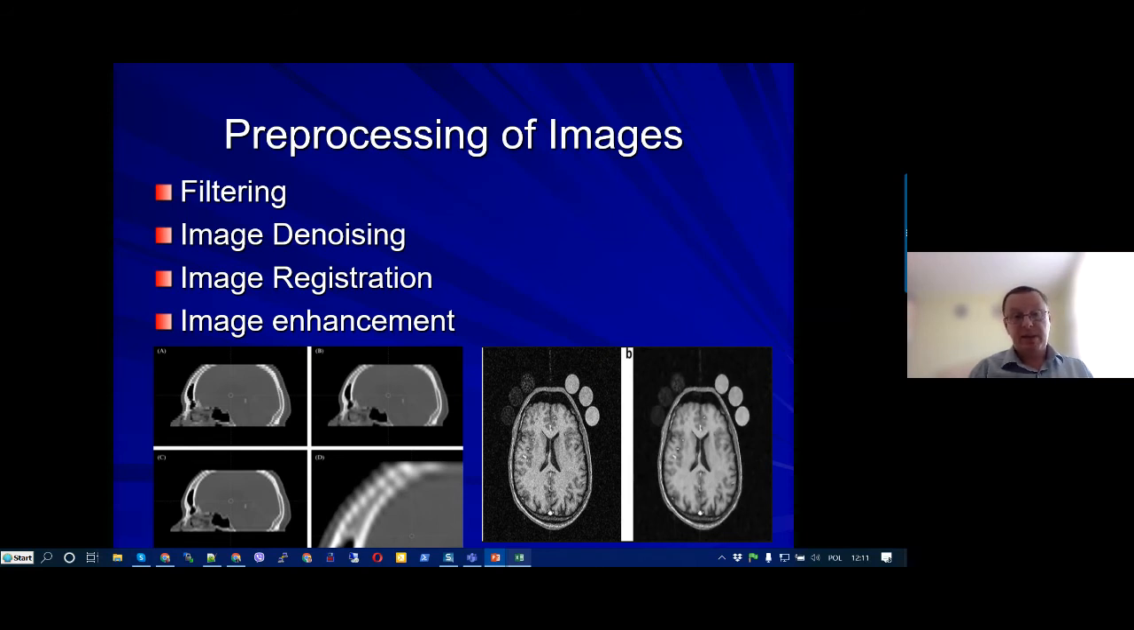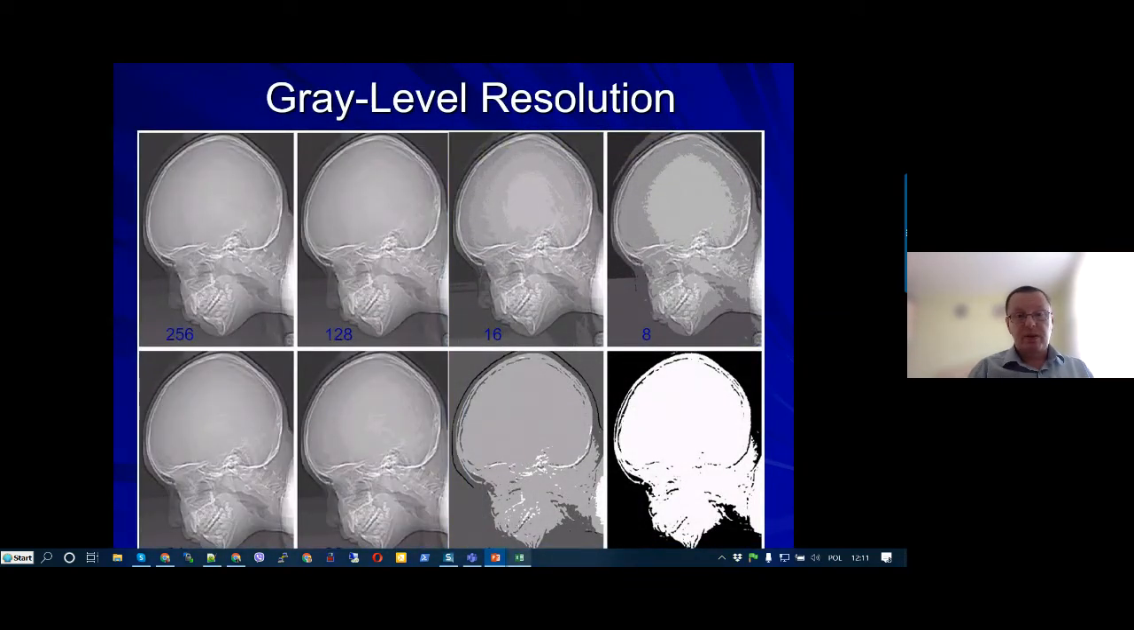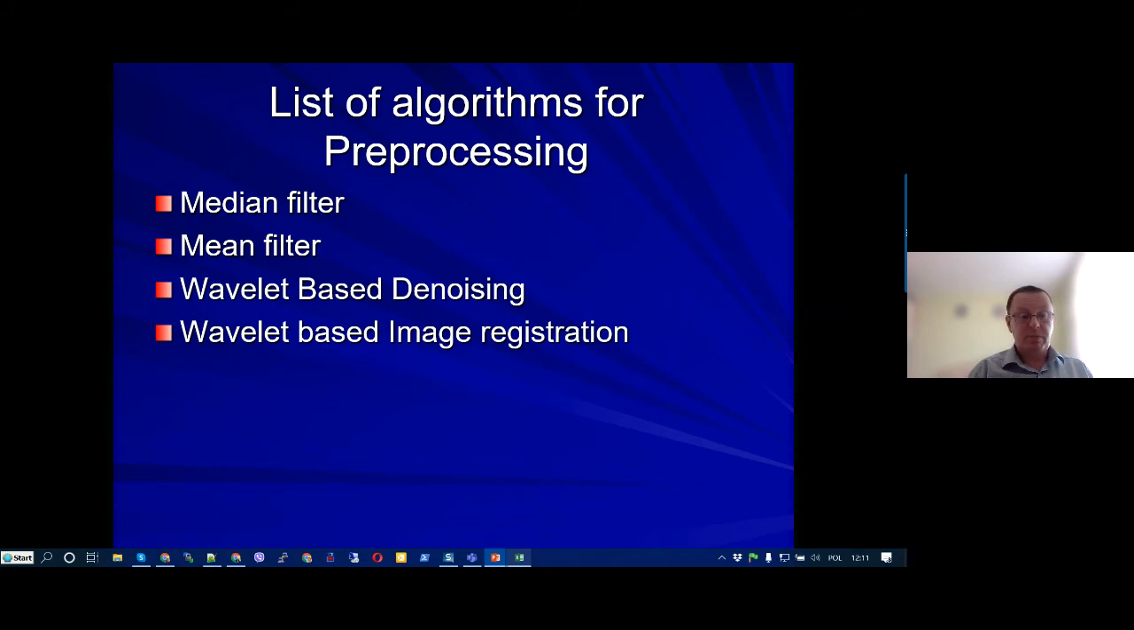And typical operations of processing medical images are filtering, denoising, registration, and enhancement. These are basic operations. So, for example, when we perform gray level filtering, we can turn from the full scale to 256 gray colors to black and white at the right bottom corner. Major algorithms for pre-processing are median, mean filter, wavelet denoising, and so on.